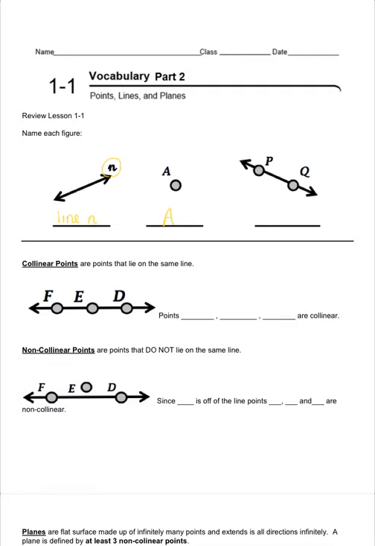And the last one there, we see that, again, it has the arrowheads on both sides, so we know that this is a line. And we talked on the other video that it doesn't matter what order I put those letters in, so I could call this PQ, or we could call it QP. It really does not matter which way you do it as long as you label it correctly.